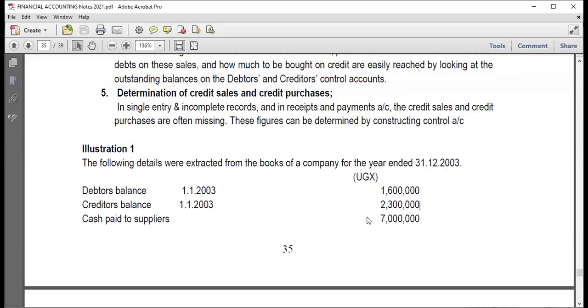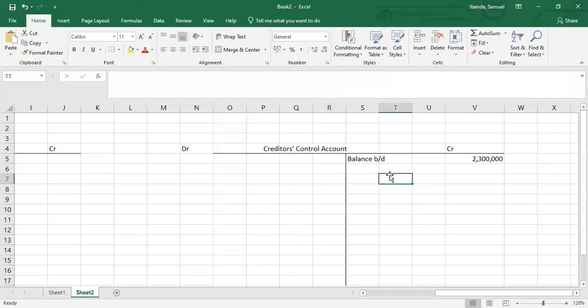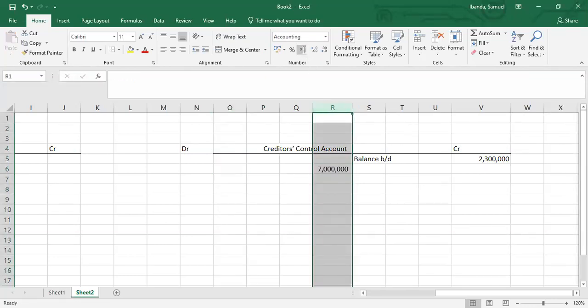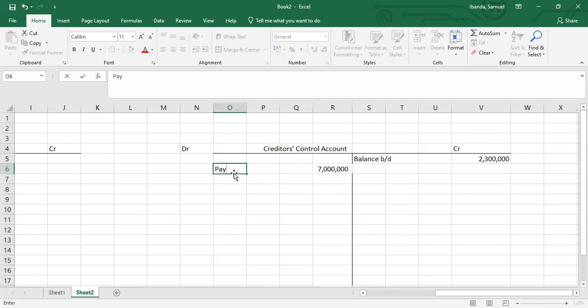And then they are telling us that the cash that was paid to suppliers was 7 million. Cash paid to suppliers is supposed to be recorded under the creditors control account, okay? And we say that anything that reduces your creditors, the payment to suppliers reduces your creditors, would actually be recorded on the debit side, okay? So this is 7 million. So this is payment to suppliers.